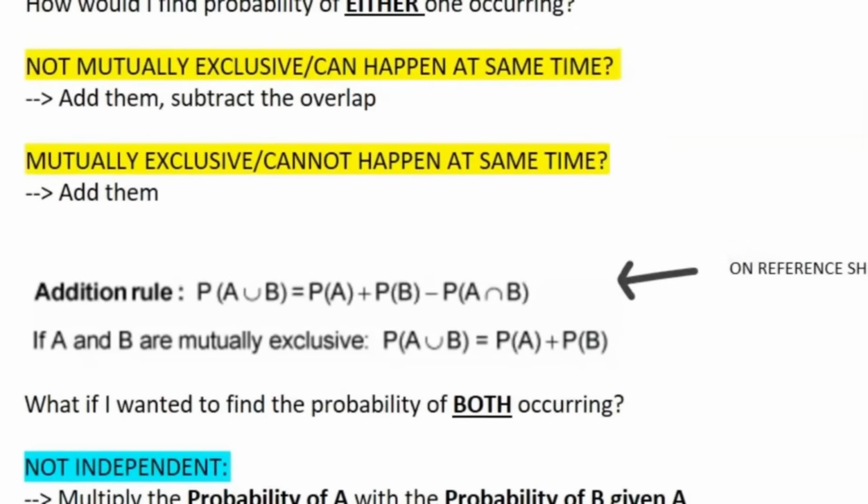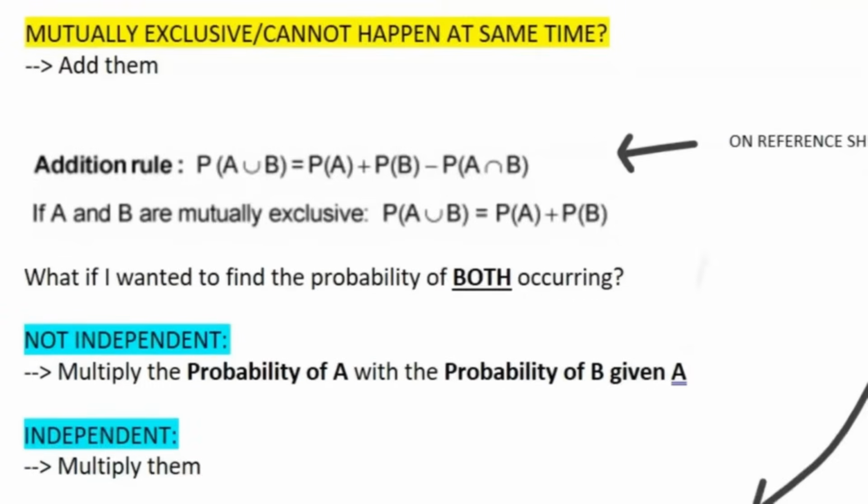So now, what if I wanted to find the probability of both event A and B occurring at the same time?